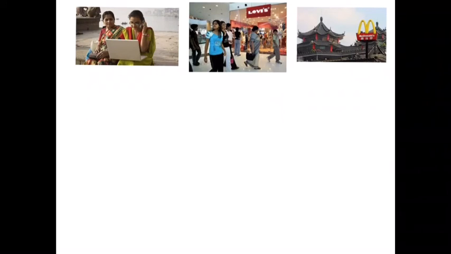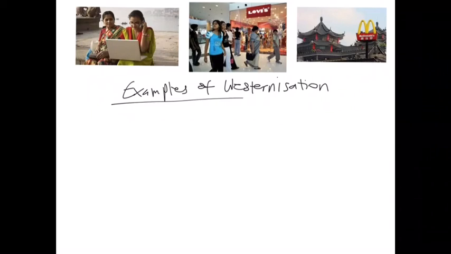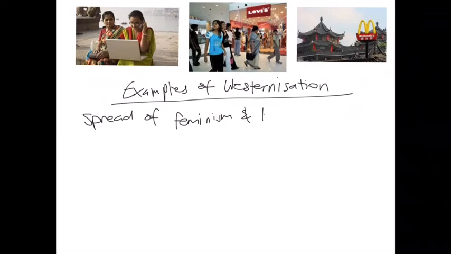Okay, and lastly, what I'm going to do is explain to you examples of Westernisation. It can be really hard to separate Westernisation and modernisation, as most Western societies are modern. And so hopefully these two examples I'm going to go through will help to clarify the differences between Westernisation and modernisation when looking at other societies. So two clear examples of Westernisation can be seen through the spread of feminism and individualism.